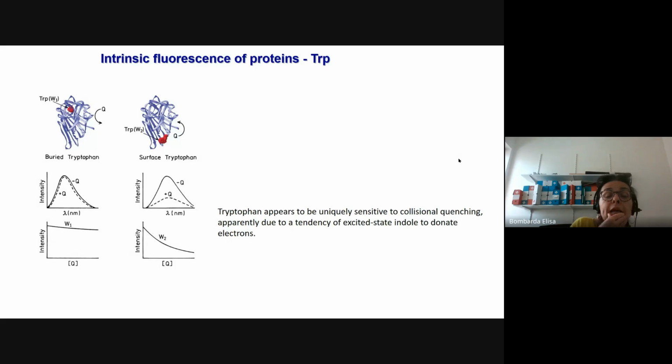Good. Tryptophan is also very sensitive to quenchers, and so we can get some structural information because, according to how easily it is quenched, we may know whether the domain in which the tryptophan sits is exposed to the solvent or not. So we can have some structural information on our protein.